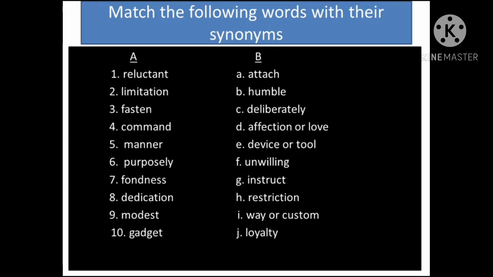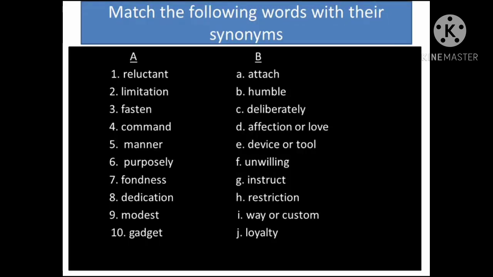Number 3, fasten ይላል. What is the answer for the word fasten? ማያያዝ ማለት ነው ማጣበቅ ማለት ነው. ስለዚህ መልሱ A ላይ ያለው ነው, attach ይላል. So the answer is the one in A that says attach. Okay, question number 4, command.